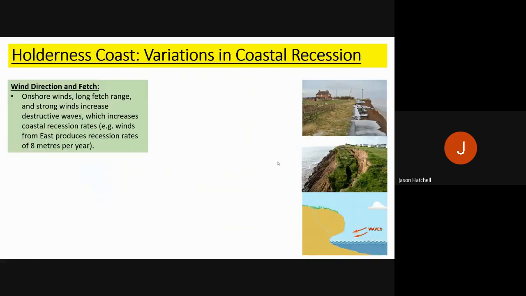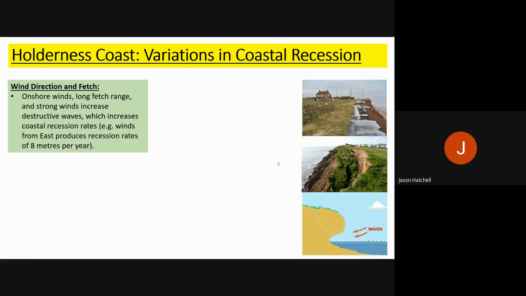Now, there are variations in coastal recession, and they are due to a number of factors. So let's look at what is controlling the coastal recession at the Holderness coast. First of all, we have wind direction and fetch. So we have onshore winds here. We have a long fetch range, a long course for the wind to travel across the North Sea. Destructive waves, strong winds, and that increases all of the rates of coastal recession.